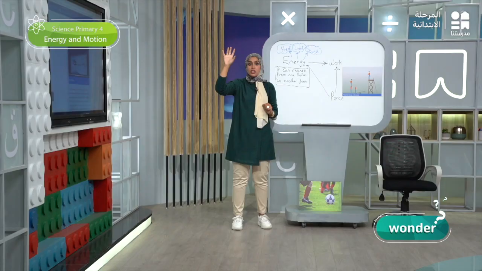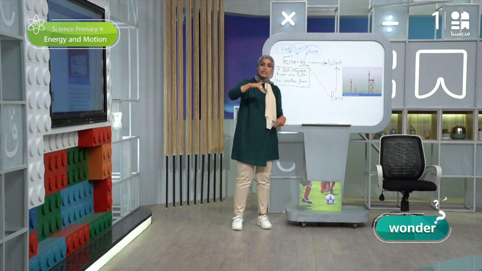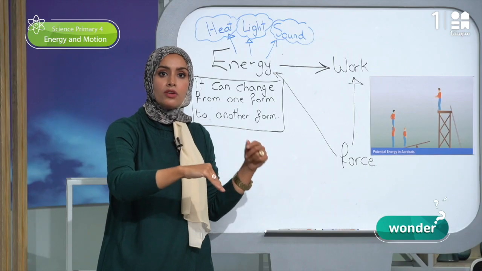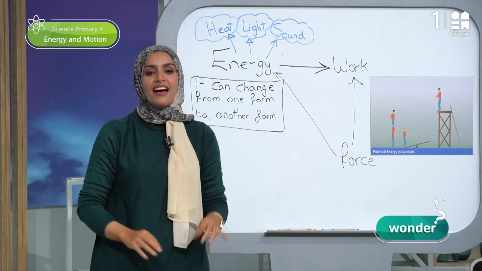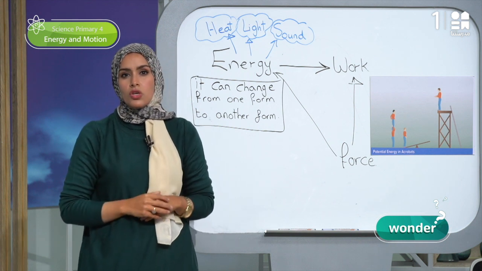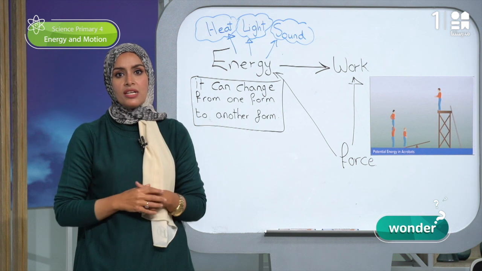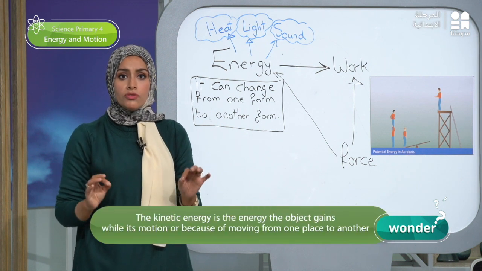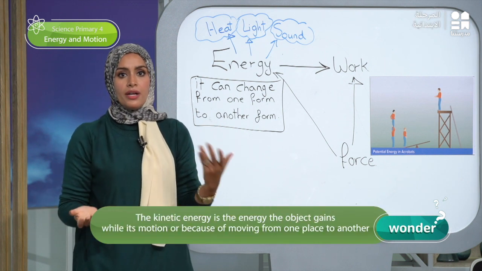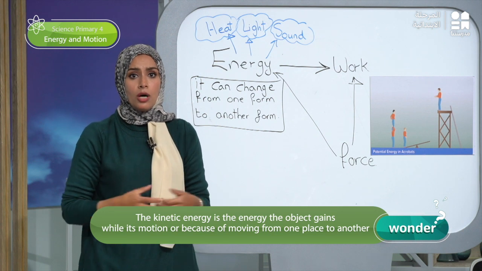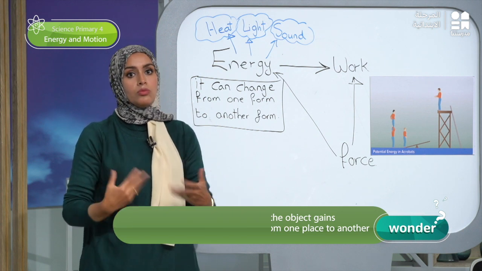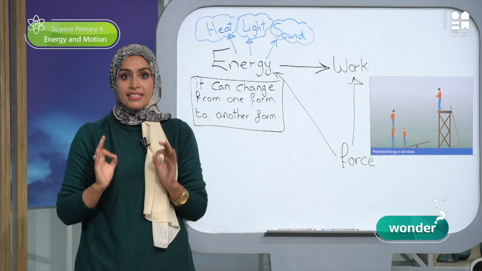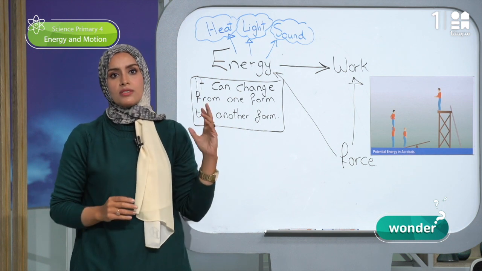The stored energy is called potential energy. When it's on its way down, the potential energy starts to change into another form of energy, which is kinetic energy. So if we define kinetic energy, it is the energy of moving from one place to another, or the energy an object has because it's moving. يبقى kinetic energy, it's the energy of moving objects.